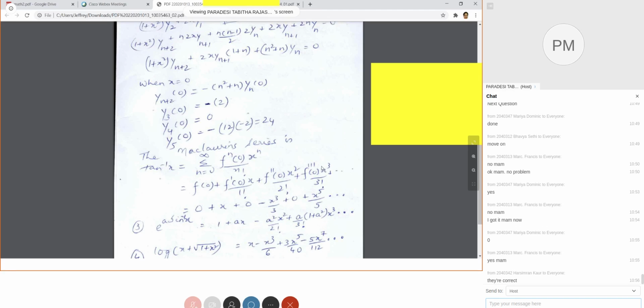Do we have our first 3 non-zero terms as x minus x cubed by 3 plus x power 5 by 5 and so on? So you can see the Maclaurin series of tan inverse x is this.